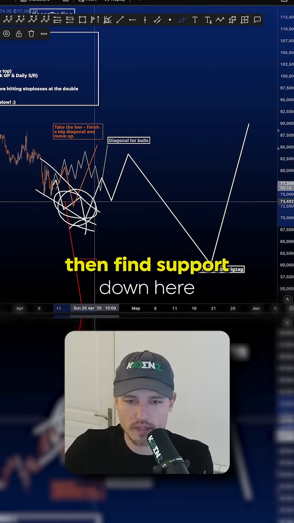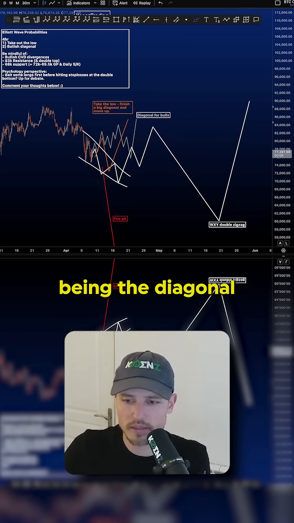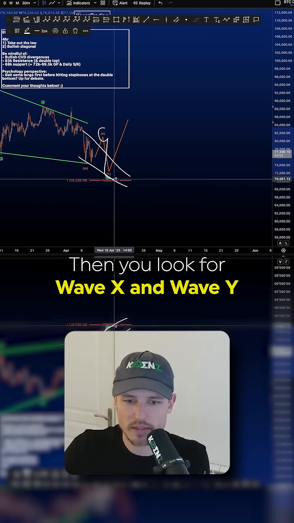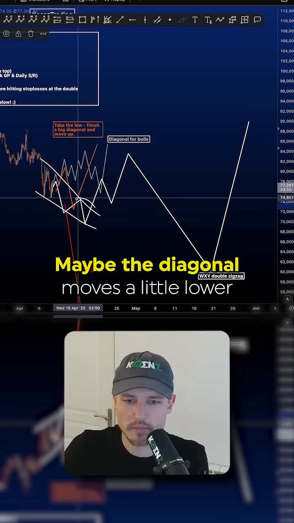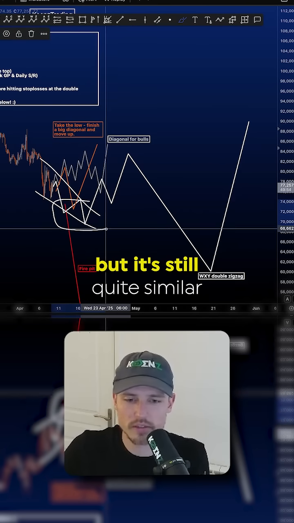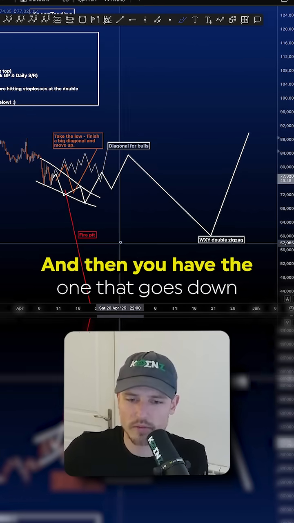So we look for price to then find support down here. Also, the more bullish scenario being the diagonal, then you look for wave X and wave Y. So that is also a bounce in a similar area. Maybe the diagonal moves a little lower, but it's still quite similar. And only the move up diagonal is basically bullish. And then you have the one that goes down.